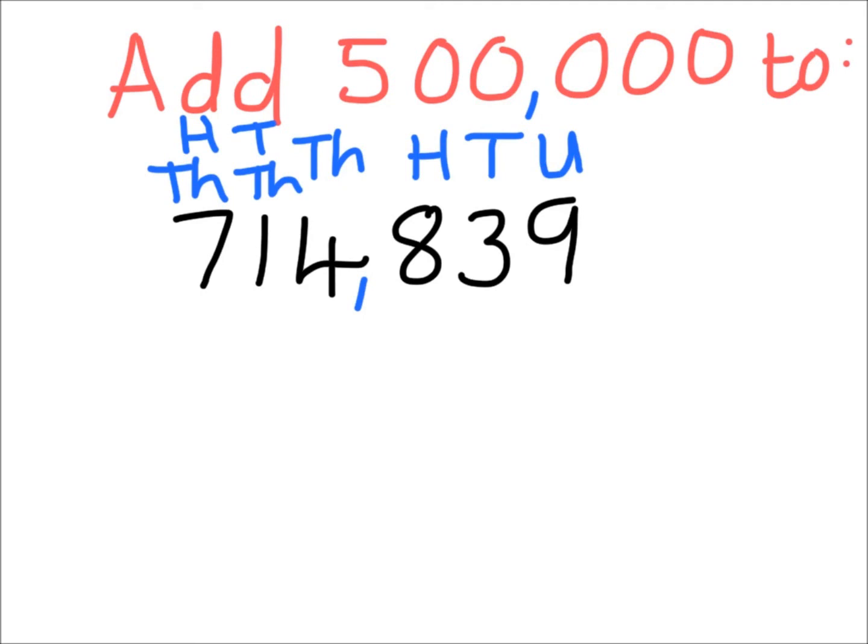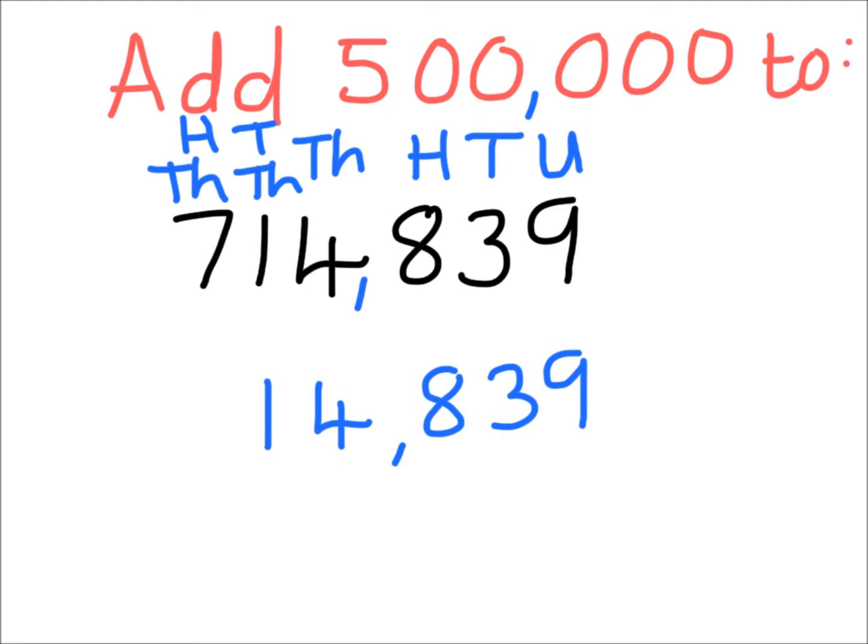So, my 9 units will remain 9 units. My 3 tens will remain 3 tens. My 800s will remain 800s, comma. My 4000s will remain 4000s. My 10s of thousands will remain 10s of thousands. And now we're ready. We are at the hundreds of thousands.